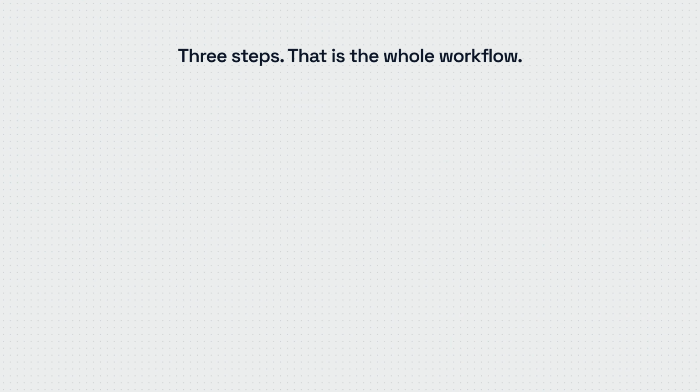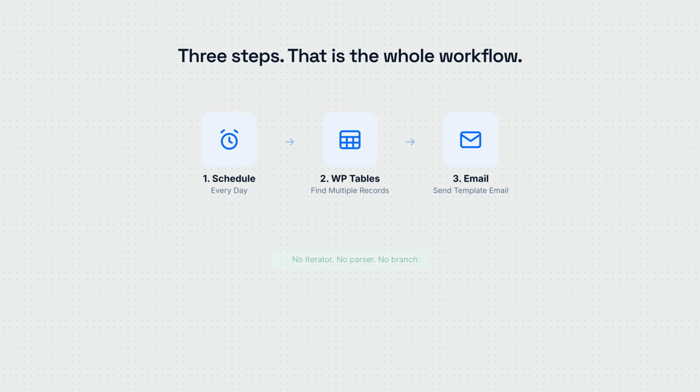3 steps, that is the whole workflow. Schedule, every day. WP tables, find the records. Email, send the template. No iterator, no parser, no branch. Step 2 does more than you think.